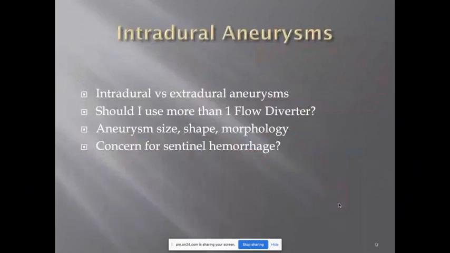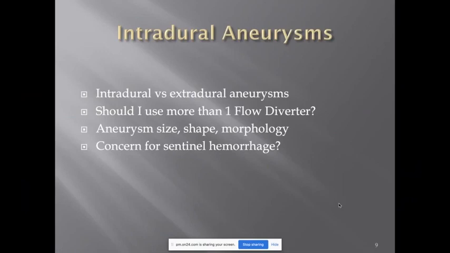But when you're thinking about these aneurysms, the first question I have is, is this an intradural or extradural aneurysm? From a whole standpoint of thinking, what's my real subarachnoid hemorrhage risk with this, or is this a mass effect issue with a cavernous aneurysm? If I treat it, am I going to need more than one flow diverter? Am I going to need any sort of adjunctive devices in addition to just flow diversion? Is there something about the aneurysm that makes me worried that it could rupture or is at risk for rupture? Does it have excrescences? Does it have lobulations? Is it a perfectly round aneurysm or is it elongated? These kinds of things. Does the patient have any history that suggests they may have had a prior sentinel hemorrhage?